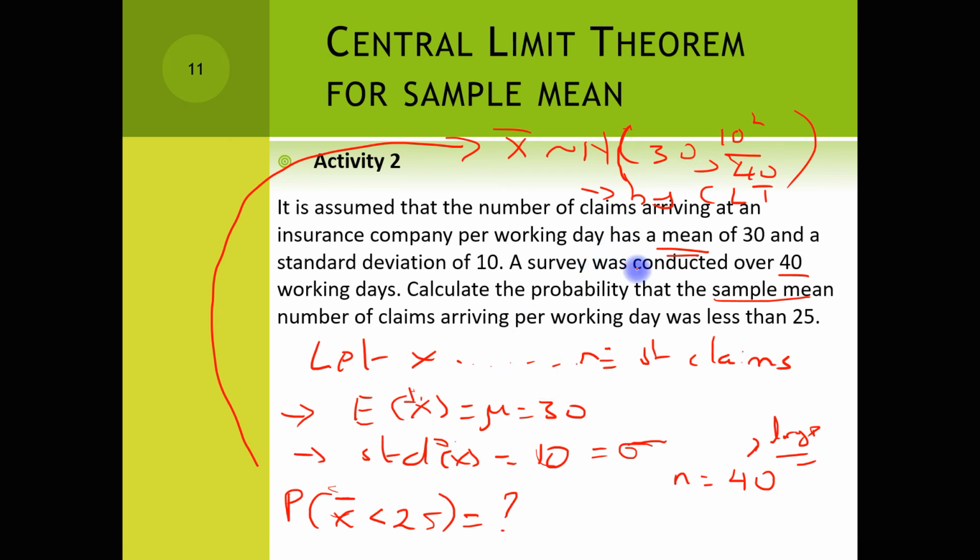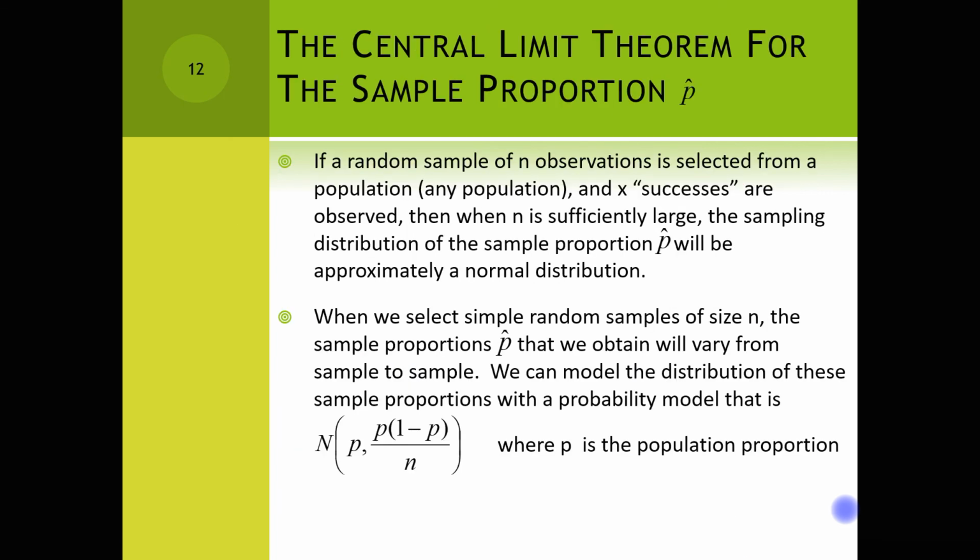So the next step is to do what? When you have understood what the sampling distribution of x bar is, you can start computing the probability of x bar by applying the transformation that I explained to you before. 25 minus 30 divided by 10 over root 40. And then you calculate this and you will get your answer. Okay, so that's how you would proceed for this one.